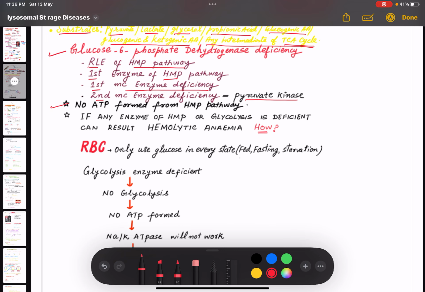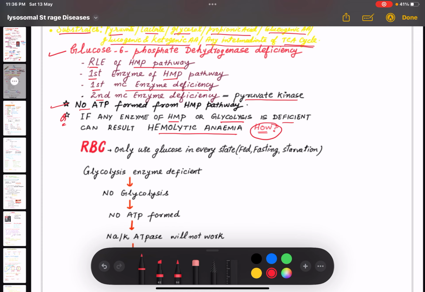Remember another point, that is no ATP is formed from HMP pathway. It's a very important point. We don't get any ATP from the HMP pathway. There's a question that if any enzyme of HMP pathway or glycolysis is deficient, it can result in hemolytic anemia. How? How does it lead to hemolytic anemia, if there is deficiency of any enzyme in HMP pathway or glycolysis?